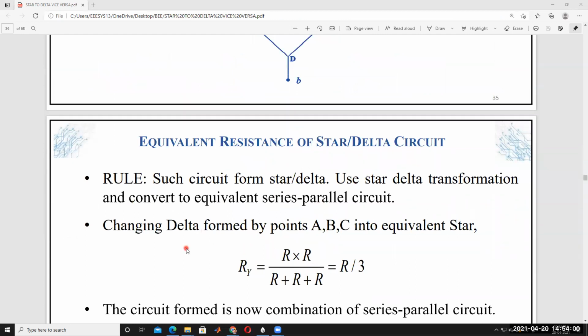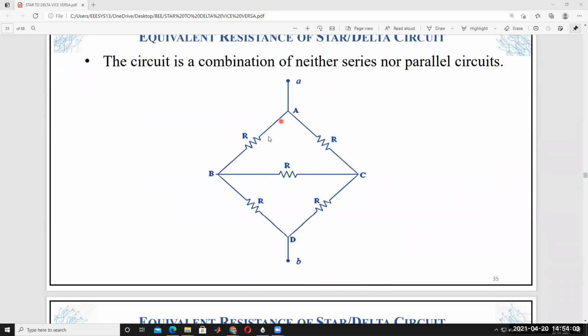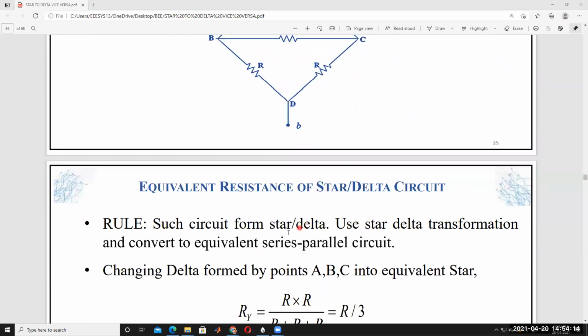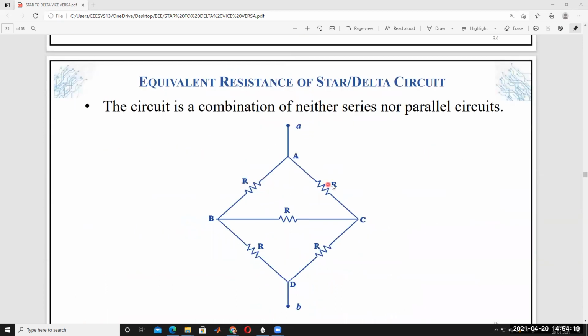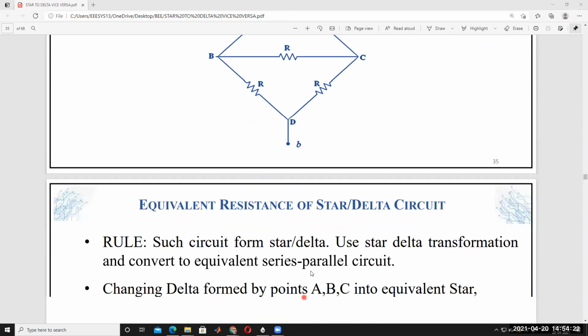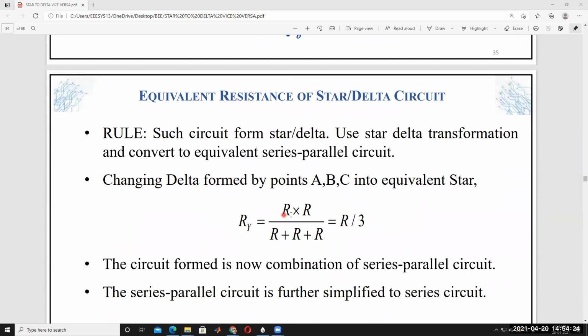So it looks like this. This is called delta. Delta to star transformation. So how to convert delta to star? Multiplication of two adjacent arms divided by the addition of all resistances. Multiplication of two adjacent arms: R into R divided by R plus R plus R, which is R by 3. For such circuits, use star delta transformation and convert to an equivalent series and parallel circuit.